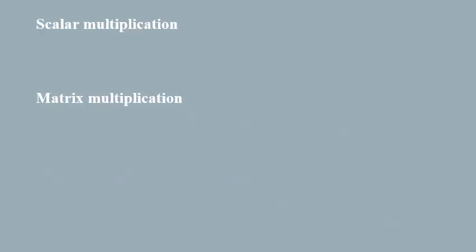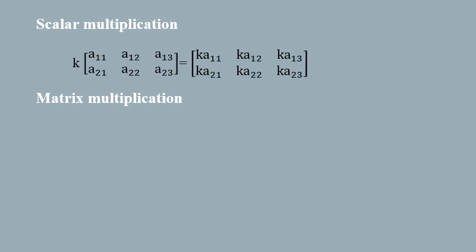Next point, scalar multiplication. Let us consider one matrix of order 2 by 3 and a scalar k, and we have to multiply this matrix by k. That means we are multiplying all these 6 elements by k. So k into this matrix, the answer will be, we multiply all these 6 elements by k. So this is scalar multiplication.